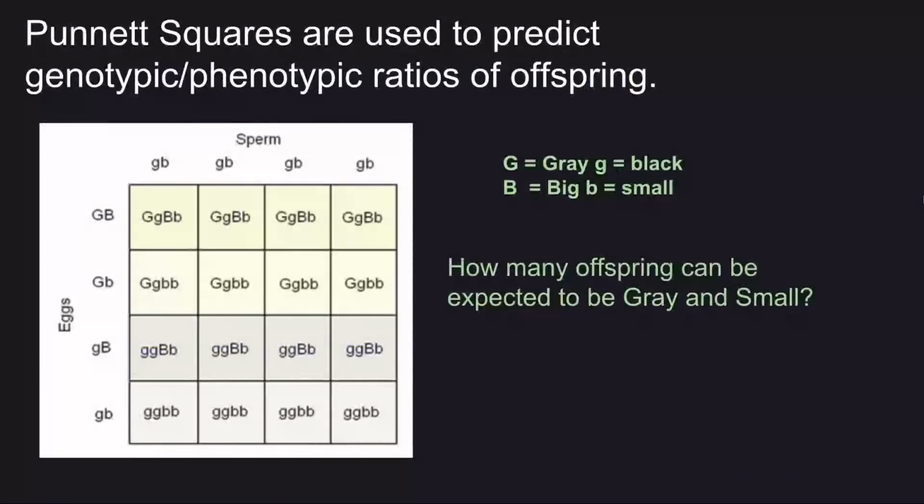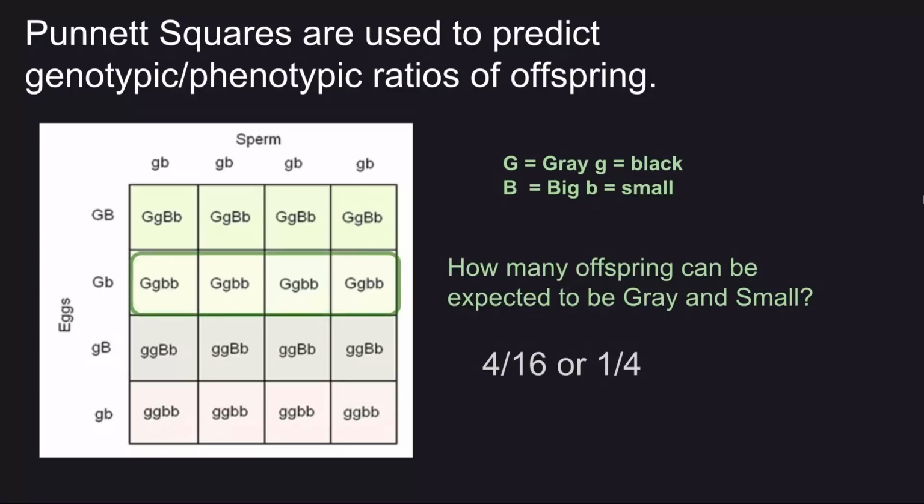We did a bunch of different Punnett squares, and these are just used to predict the different genotypes and phenotypes that you could see in the offspring. So for this example, we are looking at color and size. Gray is dominant to black, big is dominant to small, and it's asking how many offspring in this Punnett square would be expected to be gray and small. It looks like our answer here is 4 out of 16.